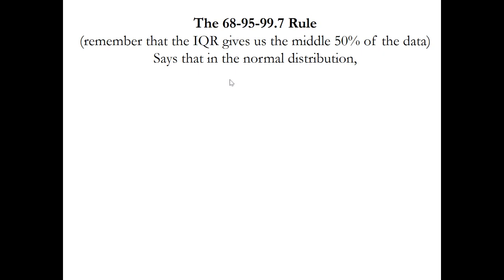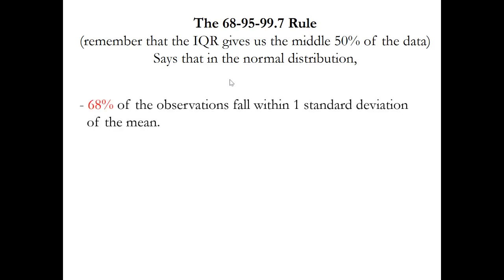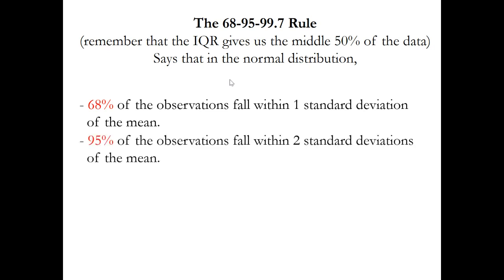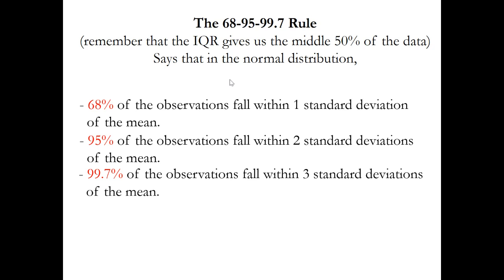Next thing we have to learn about, write these down. These are very important. This is called the 68, 95, and 99.7 rule. Don't forget, the IQR gives me the middle 50% of data. But the 68, 95, 99.7 rule says if I have a normal distribution, 68% of the observations fall within 1 standard deviation of the mean. 95% fall within 2 standard deviations of the mean. And finally, 99.7% fall within 3 standard deviations of the mean.